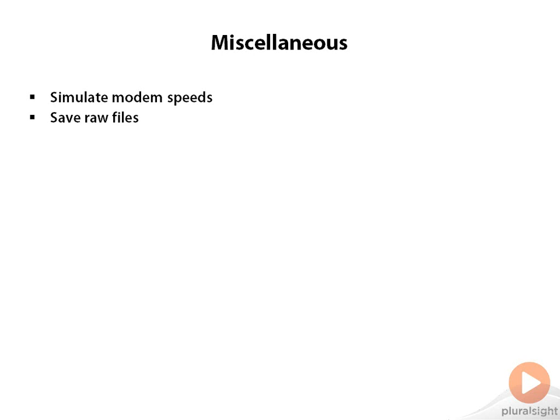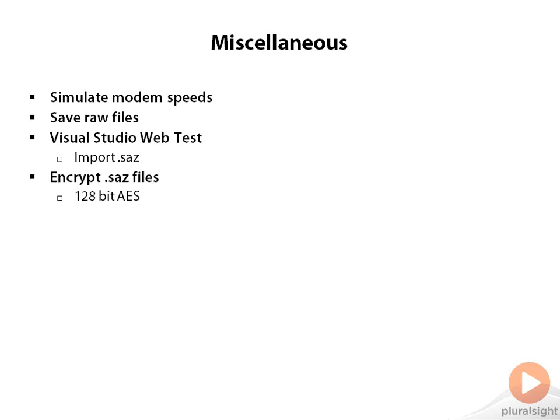You can save raw files, so if you have a set of images in your session trace, you could click all of those and easily export them all to a zip. Visual Studio Web Test is able to import the archive files, so it's possible to use Fiddler to trace and record the sessions of what you would like to have tested in your website, and then you're able to import that directly into Visual Studio Web Test.